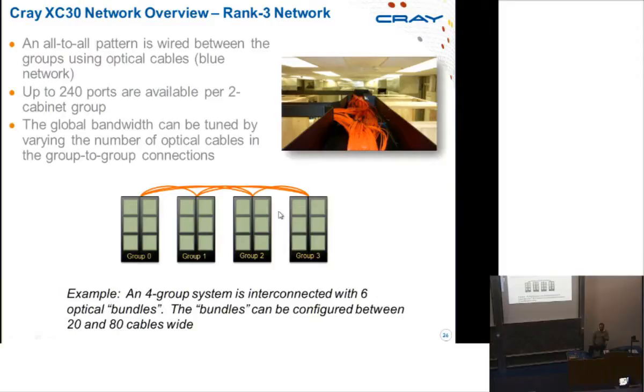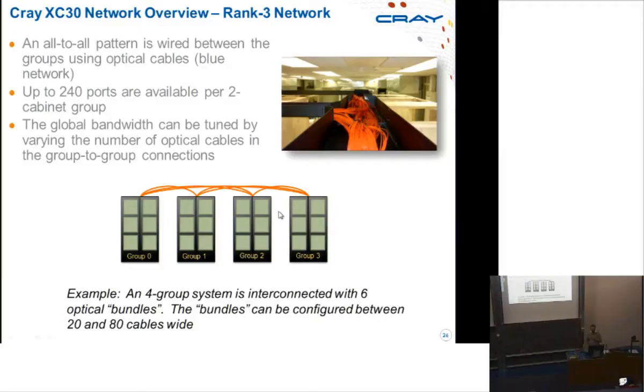So once we've created a group, we need to connect the groups together. And this is done through the optical network. Obviously, optical networks being very high bandwidth, and the cost does scale. So up to 240 ports, so basically up to 240 Aries connections are available to be connected between each cabinet group. The global bandwidth can be tuned, so customers can choose to buy more bandwidth between individual groups. But we start with a sort of default level. I think that can go up to 4 times longer, so these bundles.